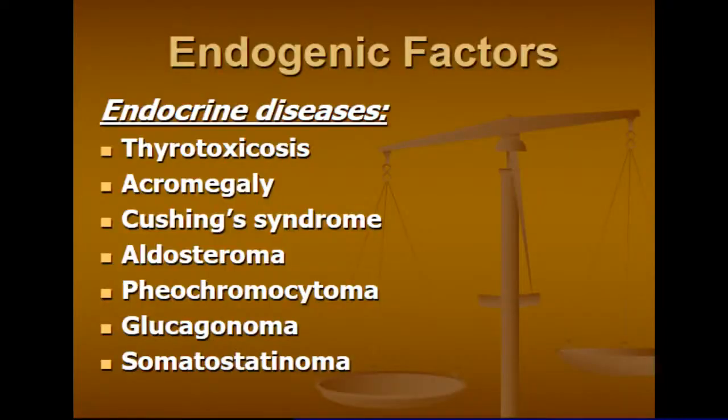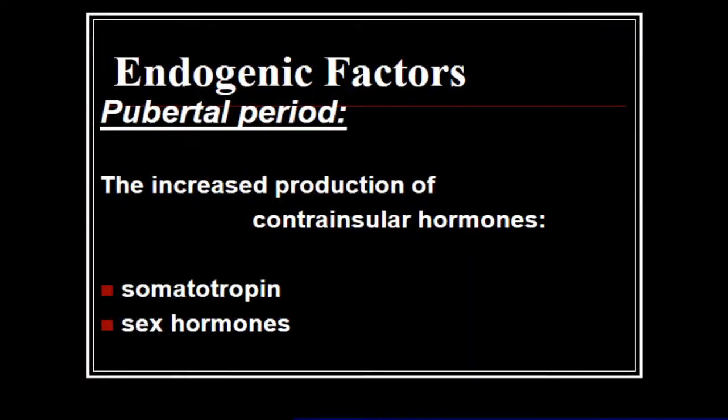The next, endocrine diseases: thyrotoxicosis, Graves' disease, acromegaly, Cushing's syndrome, aldosteroma, pheochromocytoma, glucagonoma, somatostatinoma. Endogenic factors: pubertal period, the increased production of contra-insular hormones. These are sex hormones and somatotropin, growth hormone.